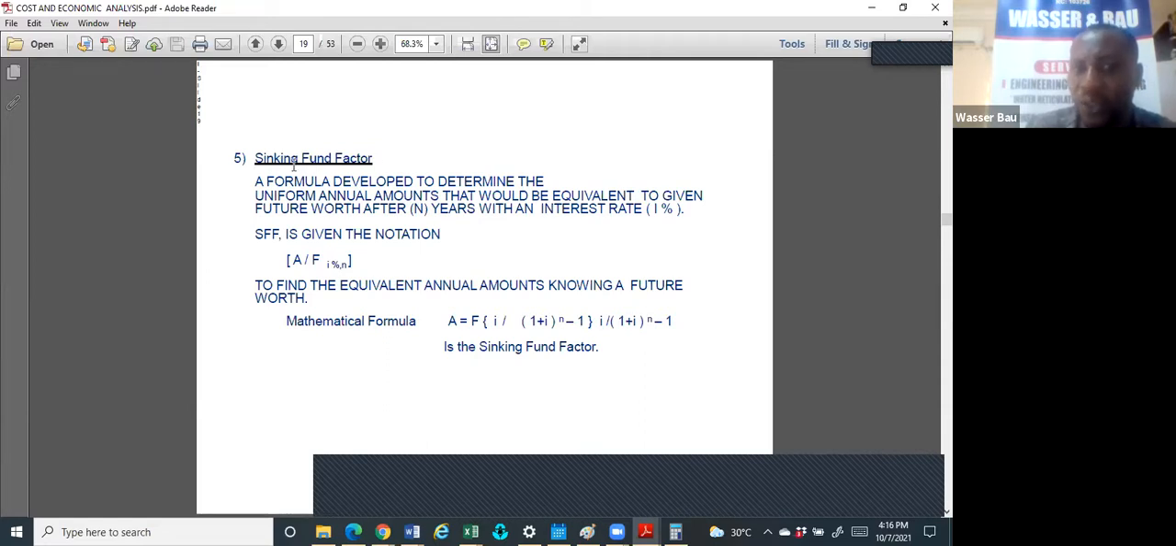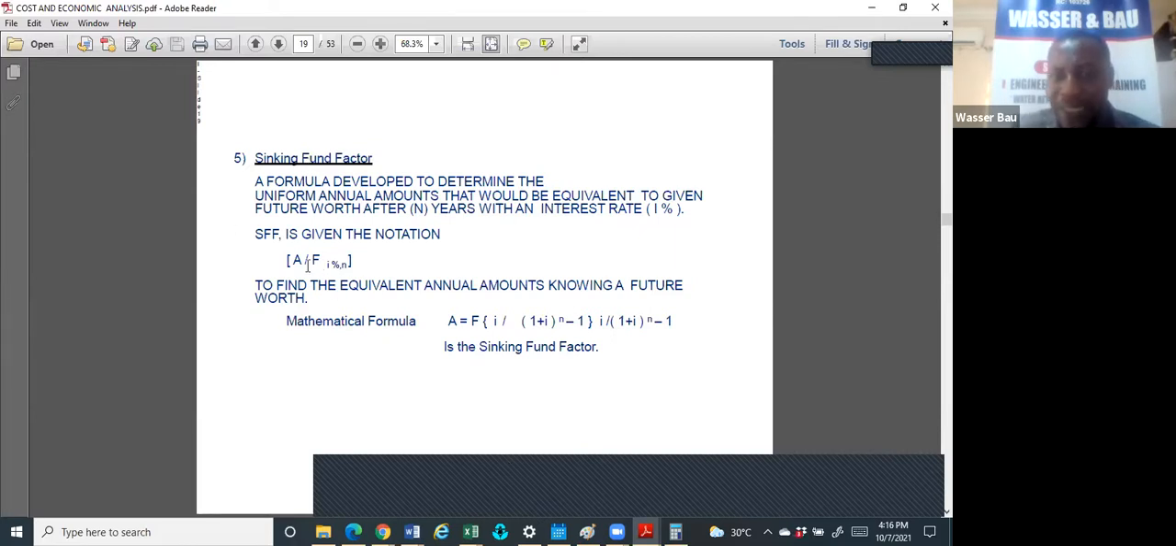Some of us that know about sinking fund, sunk money, it means how much you'll be sinking. There is someone who wants to buy a land or a property. You'll be paying a certain amount of money with the expectation that in a certain number of years, you own that property. So this is the formula to get it.